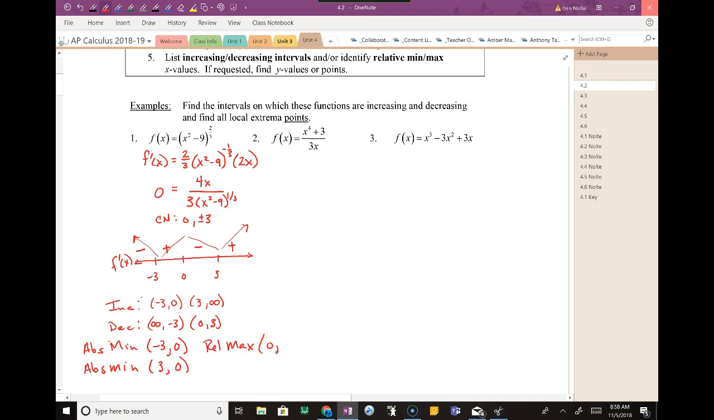If I plug in 0, I get negative 9 squared first, so that's 81? And the cube root of 81 is the cube root of 81. I don't know what that decimal is, but there you go. I'm going to leave it as that.